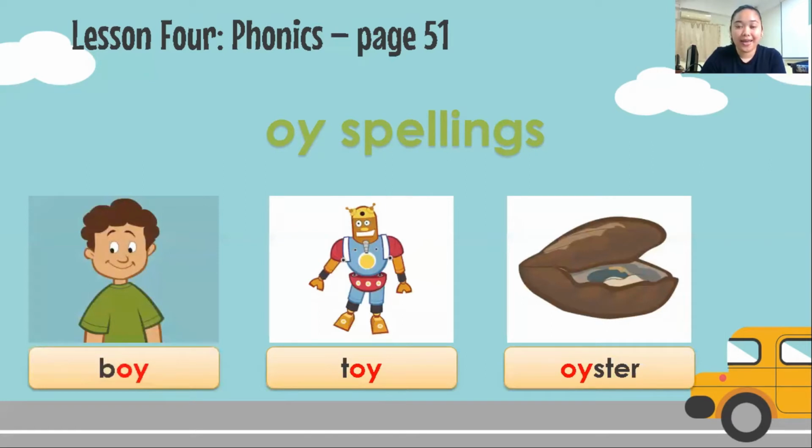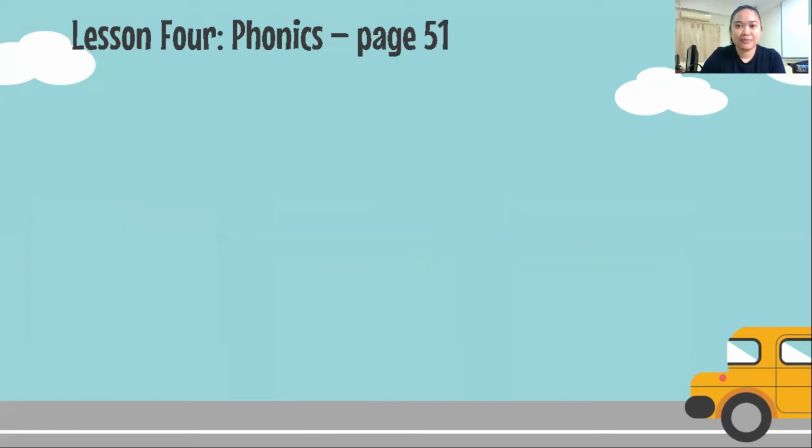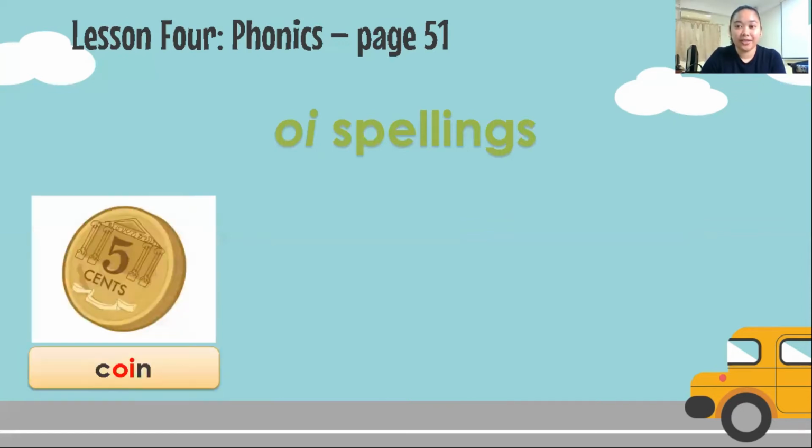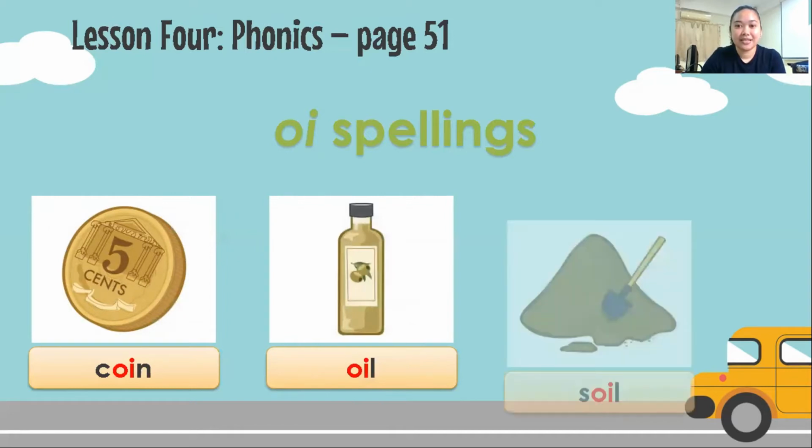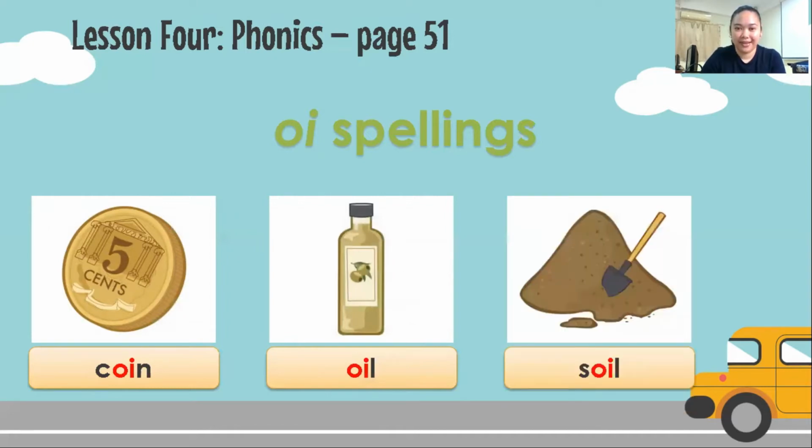O and Y say oy. Let's move to our OI spellings. O and I say oy. Coin, oil, soil. Again, coin, oil, soil.